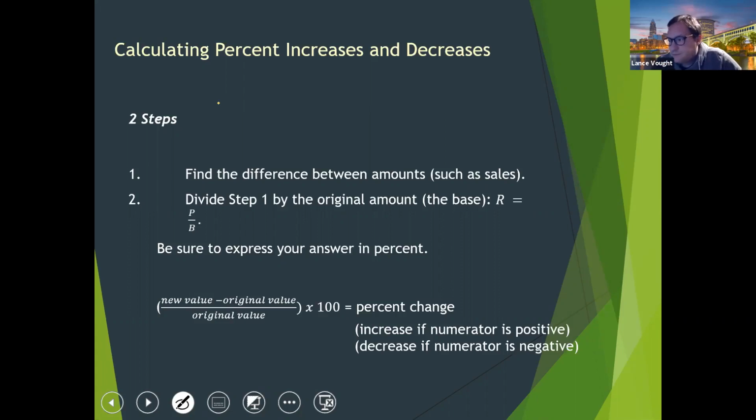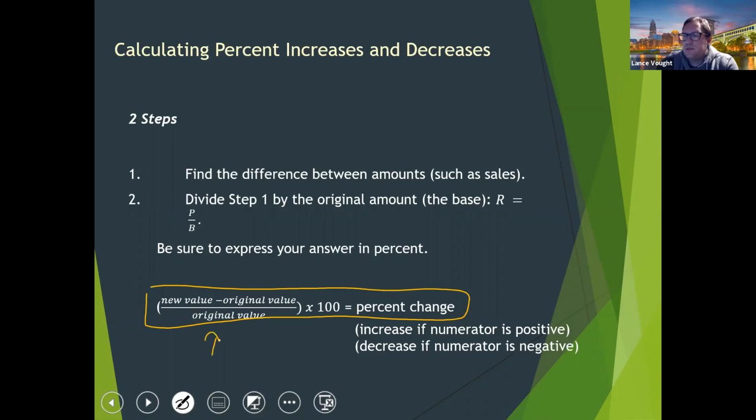So if you're trying to calculate percent change, all you got to do is plug in this formula. You take the new value, you subtract the original value from it, you divide it by the original value, and then you multiply times 100. So this is going to give you the decimal, and this is what converts it to percent.